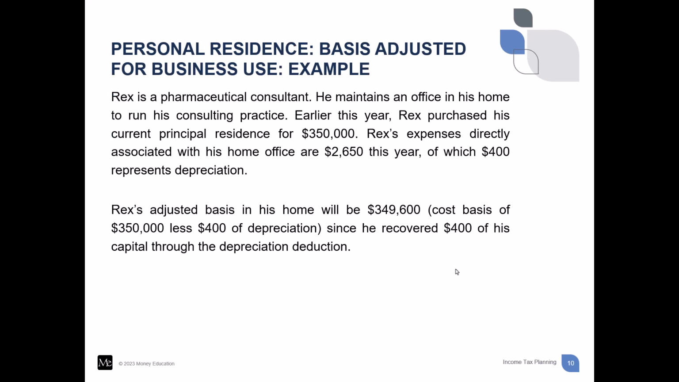Rex is a pharmaceutical consultant. He maintains his office in his home to run his consulting practice. Earlier this year, he purchased his principal residence for $350,000. His direct expenses related to the home office are $2,650, of which $400 represents depreciation. Rex's adjusted basis in his home is cost basis less depreciation because the $400 he has recovered his capital through a depreciation deduction. When he goes to sell it, he'll calculate any gain based on adjusted basis.